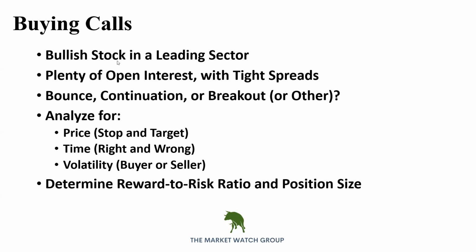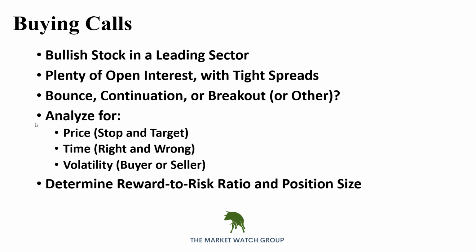What do we want? We want a bullish stock in a leading sector. We want plenty of open interest with tight spreads. We're looking for a bounce, a continuation, or a breakout. Right now, we're looking mostly for bounces, bouncing off support in the trend. Continuation would be you're using Heiken Ashi candles. You might have missed the initial bounce, but you still think it's got momentum. We're not looking for breakouts. Breakout of what? They're all trending up.